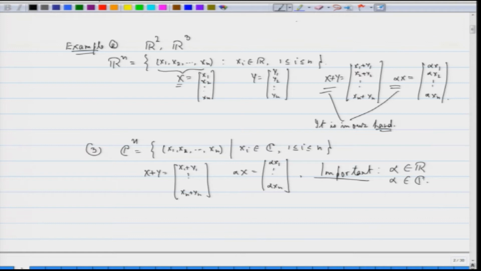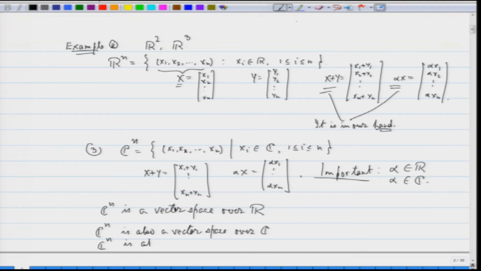Fine. So, what we are saying is that Cn is a vector space over R, Cn is also a vector space over complex numbers, Cn is also a vector space over rational numbers. And all of them have different meanings, they have got different ideas. So, you have to be careful about them, what you want to study, and be careful about it.